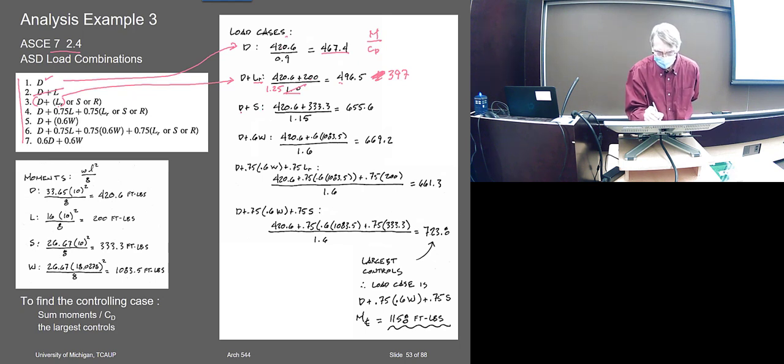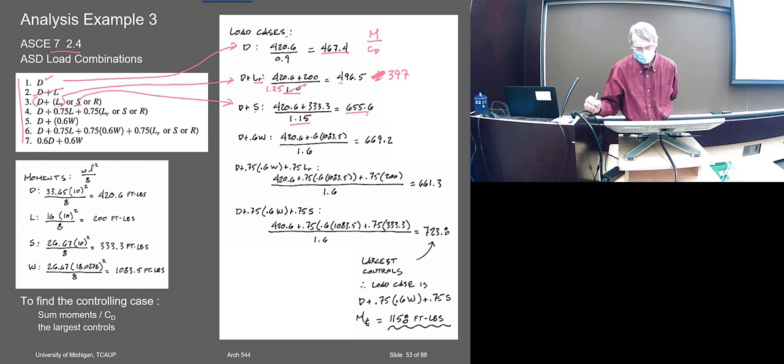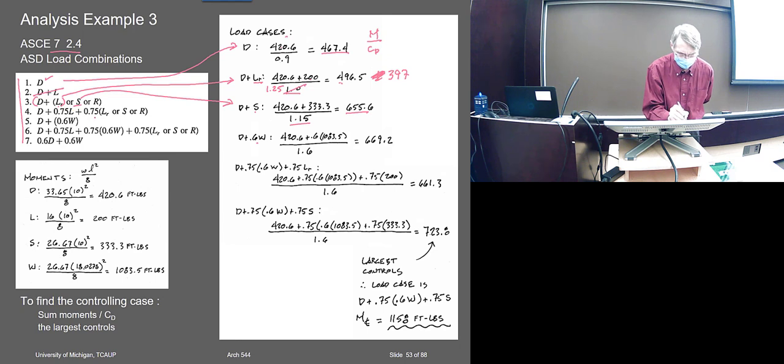Dead load plus snow. Okay, that one at least I got right. Okay, so there's the dead plus the snow. That's from that case. That would be 655. Okay. And then we've got dead plus 0.6 times wind.